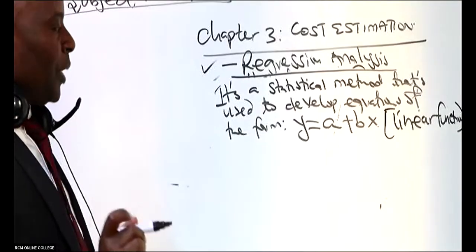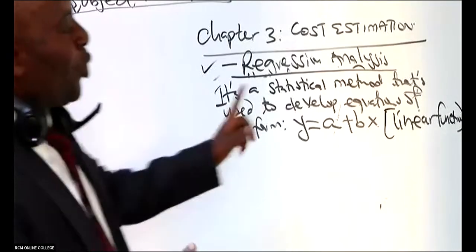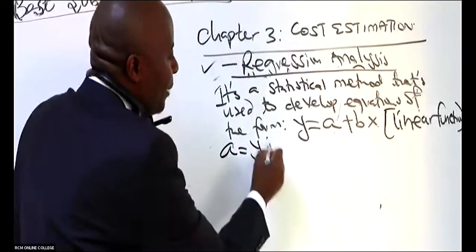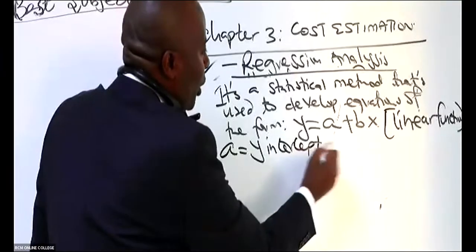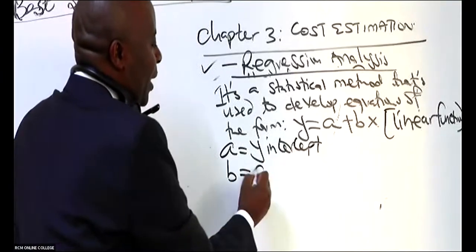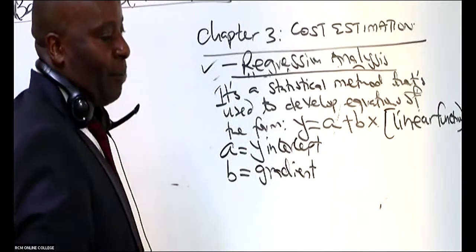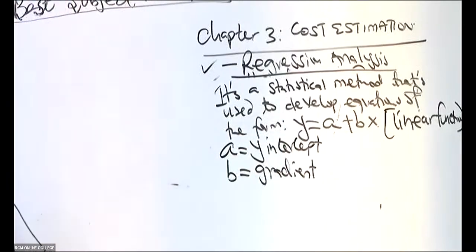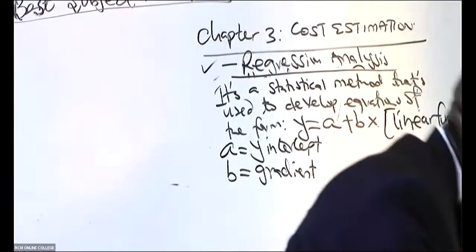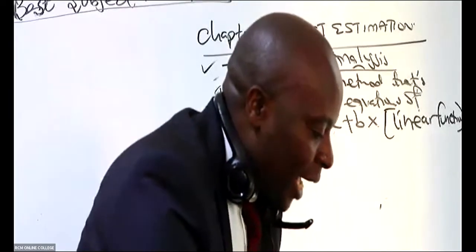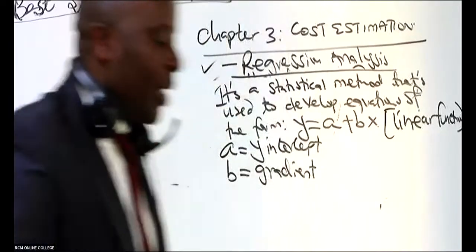Now, my good students, please listen to me very well. If it's a straight line function, then A is what we call the y-intercept, and B is the gradient. B is the gradient. And for us, it's all about knowing how do we calculate the intercept and how do we calculate the gradient.